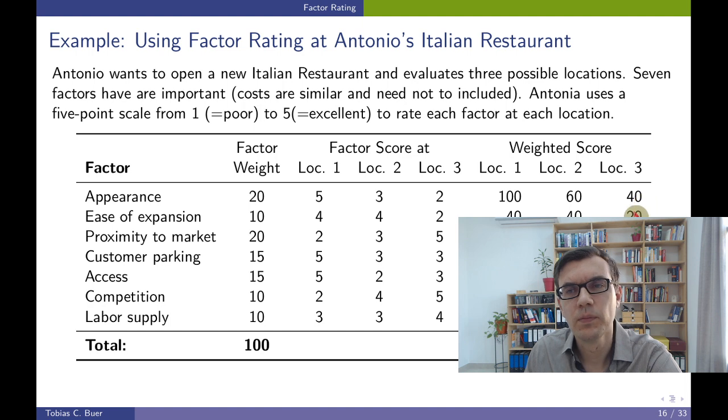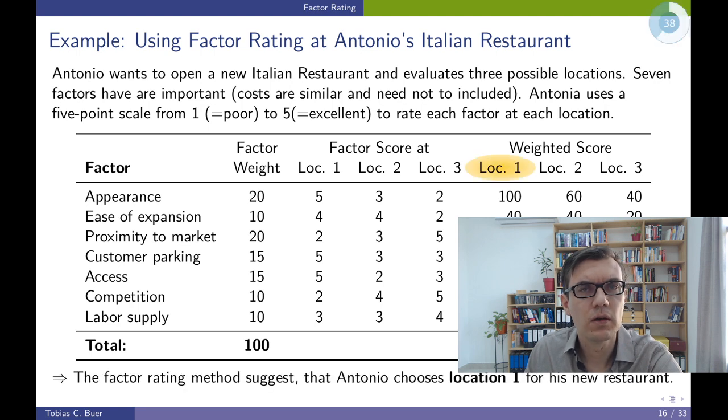Now we're almost done. Let's just sum up the weighted score of each location. You see location 1, 380, location 2, 305, location 3, 340. And now what's the outcome of the method? Well, according to the scale that we used, 5 is the highest. And then the location with the highest point value should be selected as the future restaurant of Antonio. So Antonio should, if he's only looking at the factor rating method, select location number 1 as his future restaurant.